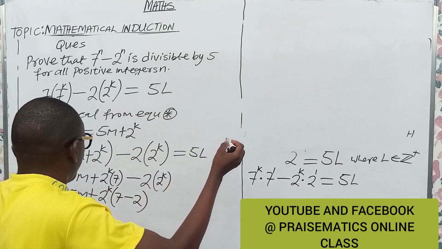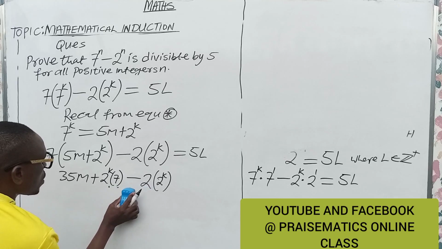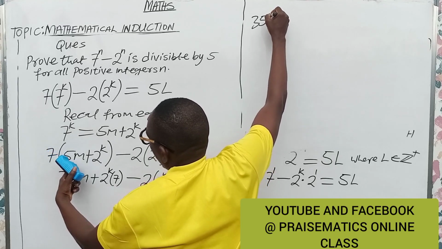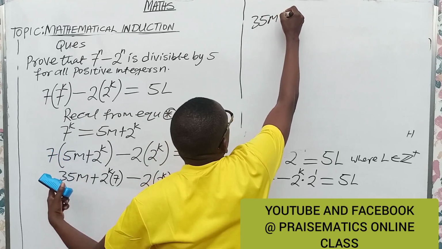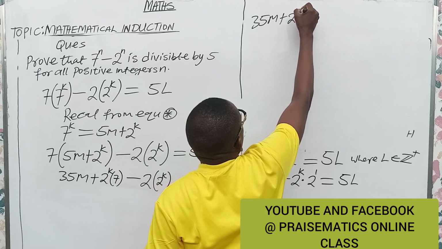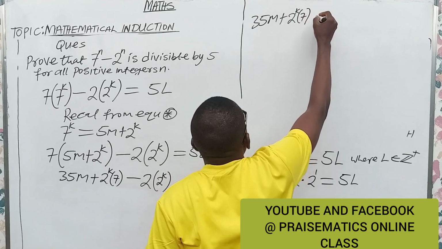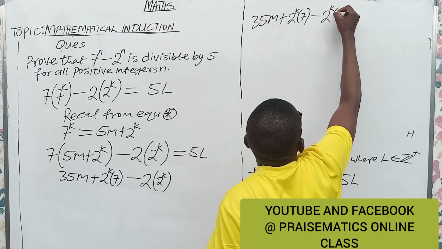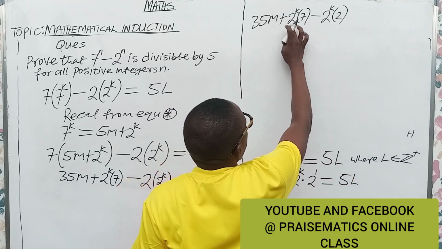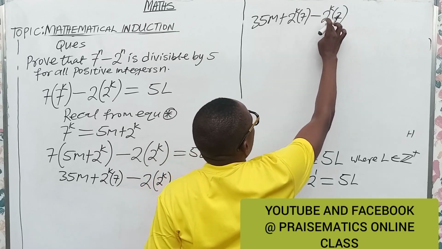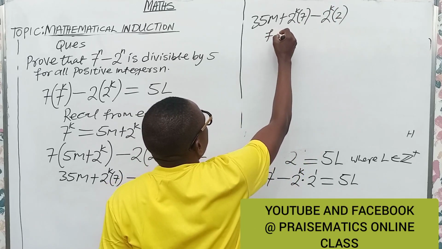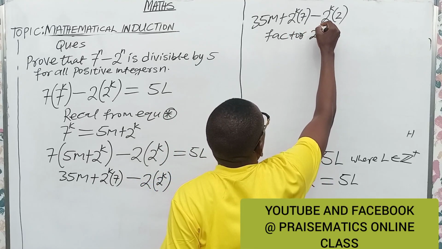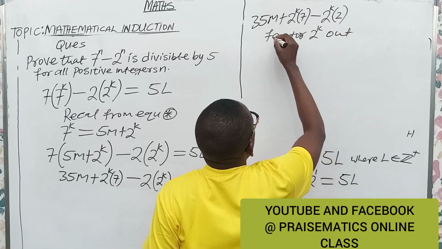Let me repeat it here. We have 35. Okay, after multiplying 7 times 5, which is that 5m plus 2 raised to power k into 7. Close it. Minus 2 raised to power k into 2. Now, if you look at this, they have something in common. 2 raised to power k, 2 raised to power k. So we can factor 2 raised to power k out.